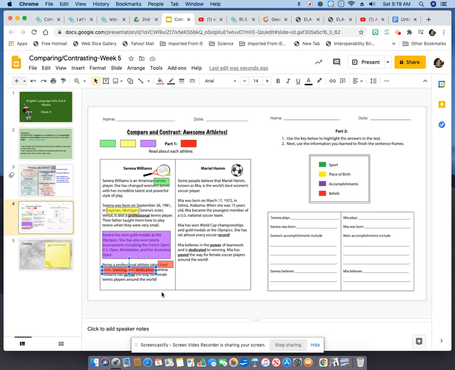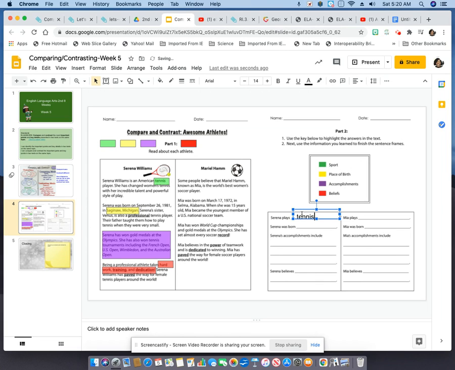Okay, now let's read the next paragraph. Okay, I'm going to let you do the next paragraph. Okay, so I modeled the one about Serena Williams. So now I'm going to show you how you can use the information from the text to finish the sentence frames. Okay, so here, Serena plays what? She plays tennis. So we'll type that in that text box here.